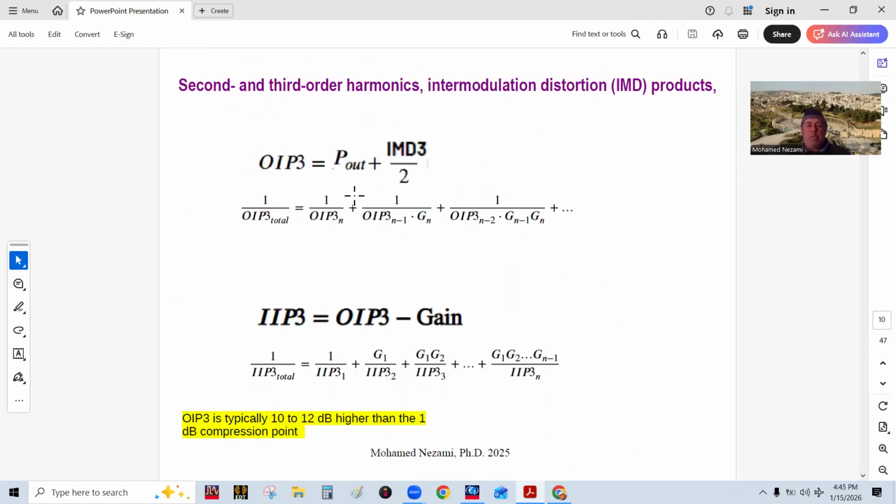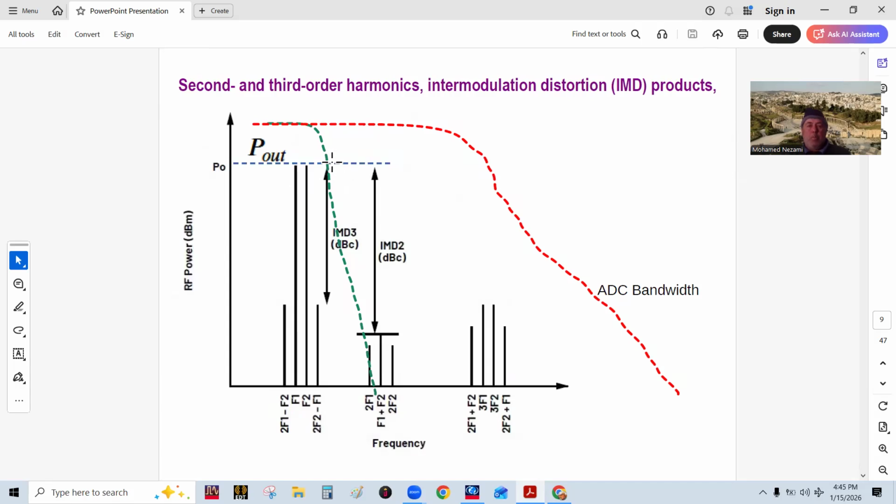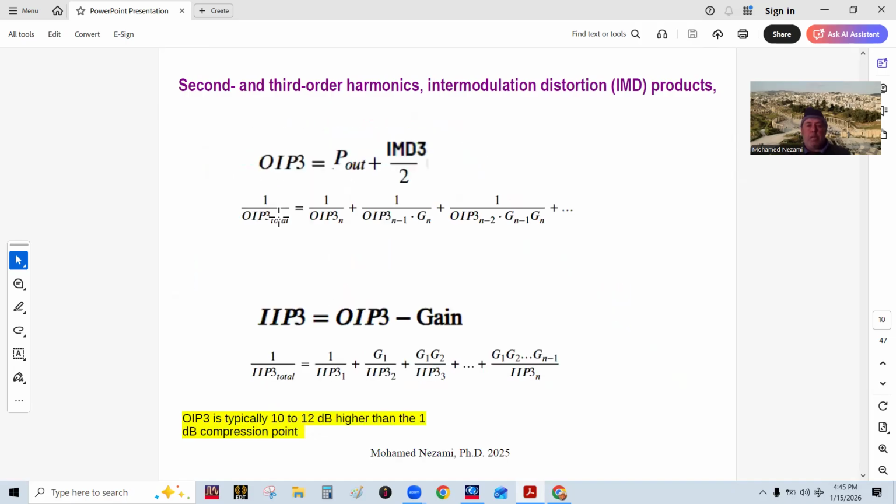And there's a simple equation, which is the output third order intercept point is equal to the output power plus the intermod divided by 2. So we go back to this, we measure this, we divide by 2, and we add it to this output frequency. And that gives us basically the output third order intercept point, okay? Or the other way around.